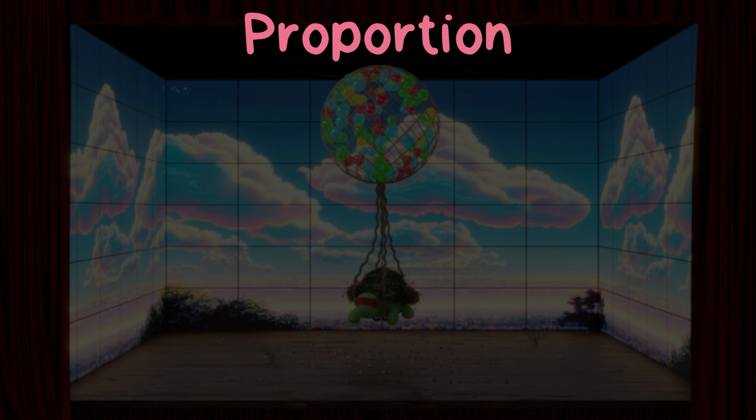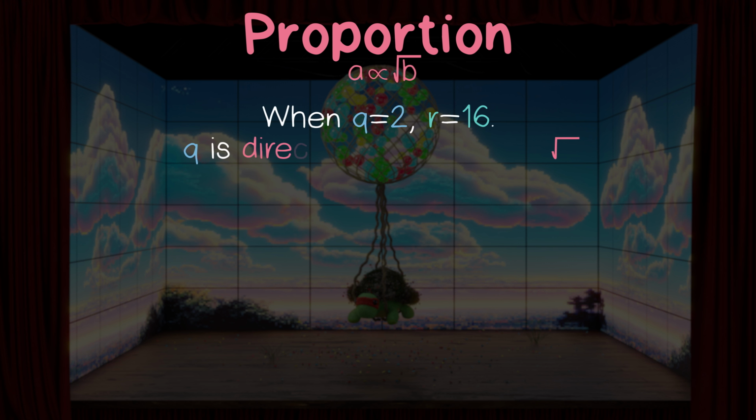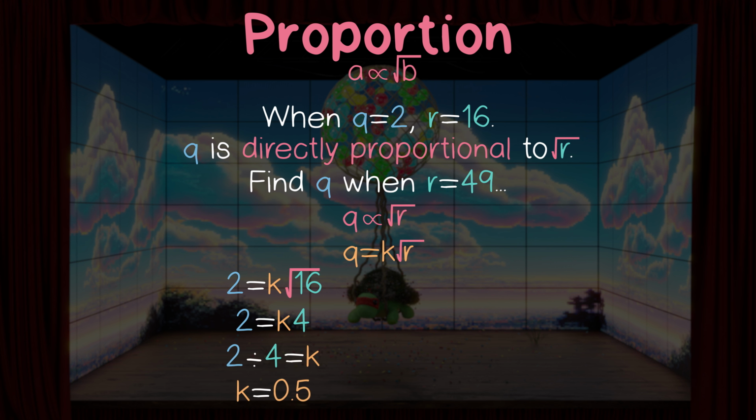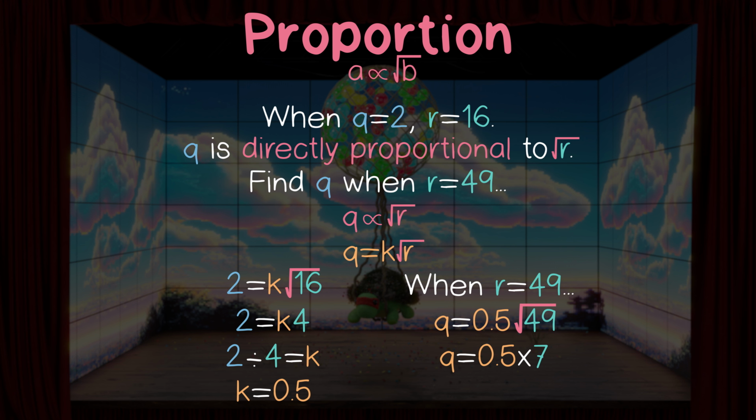Finally, for direct proportion, I mentioned you need to be able to solve problems involving roots too. Here, q is directly proportional to the root of r. If we input the values we know and square root 16, we are left with this. Now, solving for k, we divide 2 by 4, finding it to be 0.5. And using that to find q when r is 49, we are left with 1 half multiplied by 7, and this is 3.5. So q is 3.5 when r is equal to 49.